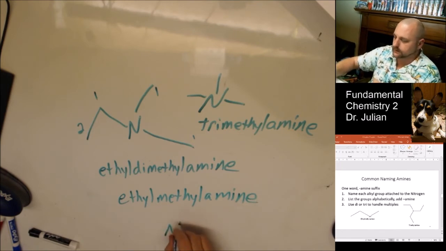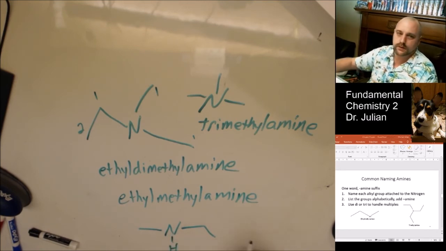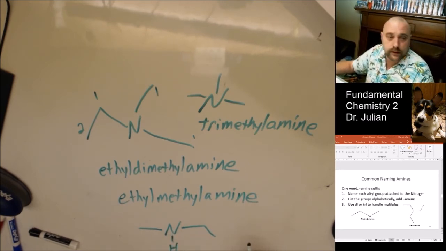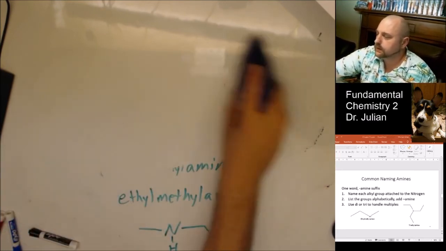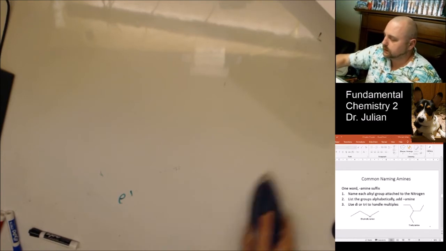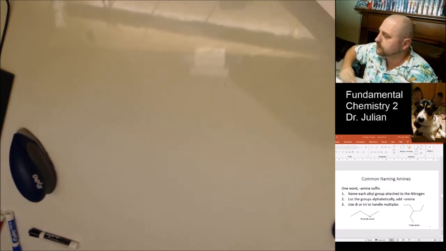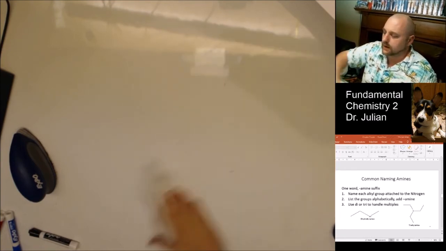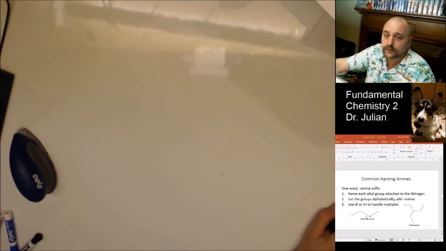Well, you can have a nitrogen with 2 carbons, 1 carbon. I've only got 2 bonds on this. It's going to have a hydrogen on it. Ethyl methylamine. And so the common system works really well for easy things, but it tends to get people confused when they're doing the IUPAC, just because when you're doing the IUPAC, the nitrogen doesn't have to be at 1, whereas in the common it does.